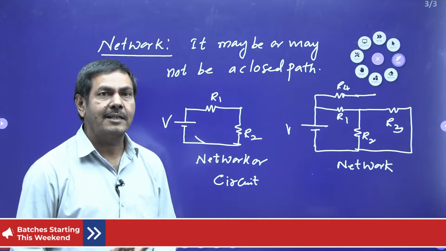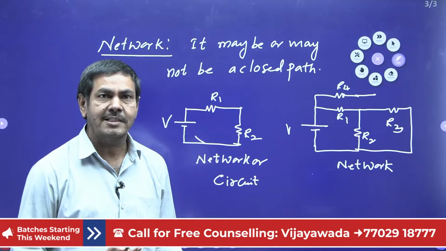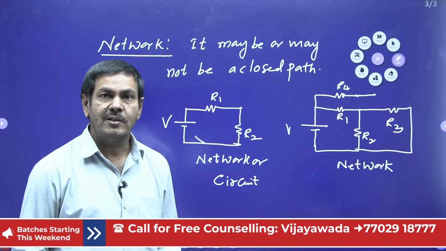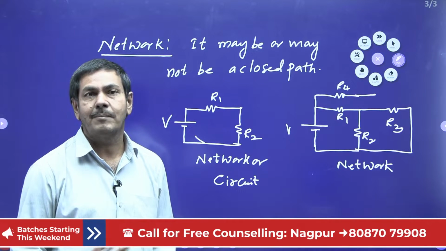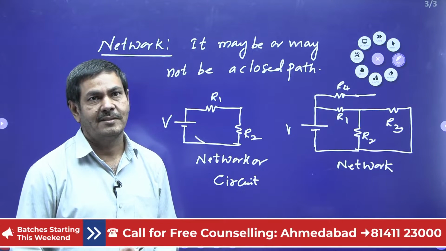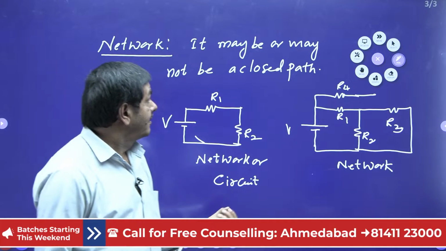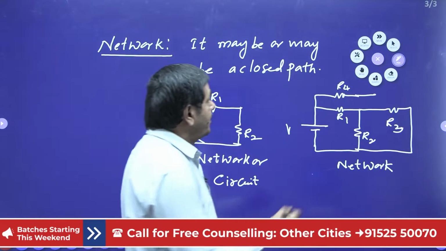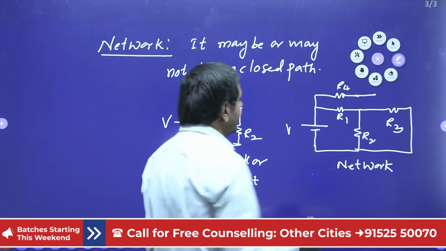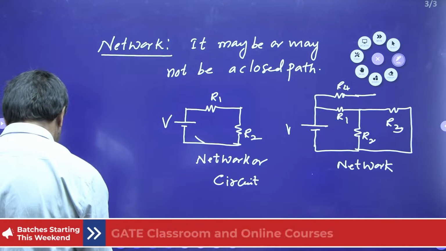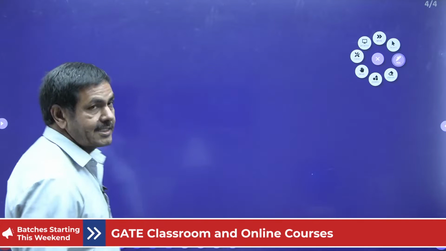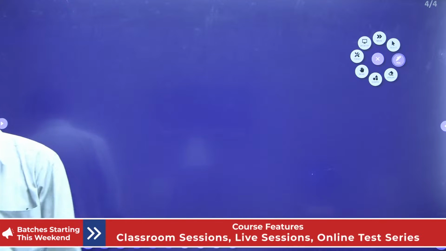What is the network, sir? A network may or may not be a closed path. It is formed by a number of electrical components only. But what you can find is that it may or may not be a closed path. That is a network only. Next, a few more definitions are very important here. The next definition I will go to now.